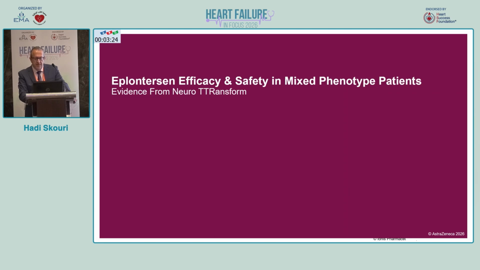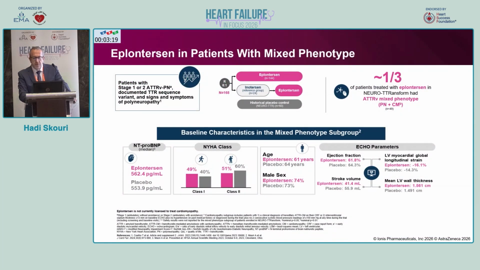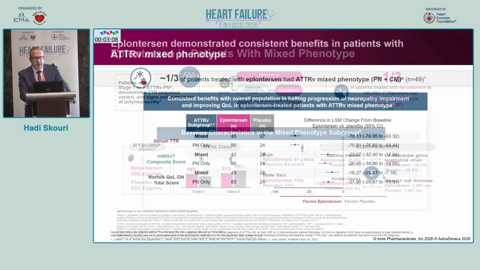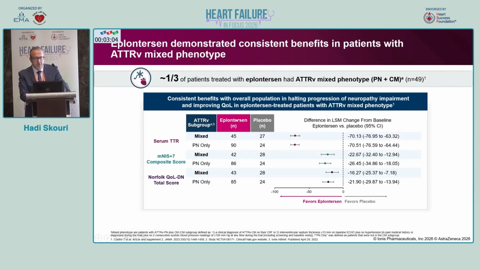Just another sub-study of this trial about the mixed phenotype patients. These are the one third of patients who have cardiac involvement. They have a similar NT-proBNP and NYHA classification, and basically similar echocardiography parameters, but in this population compared to placebo, the reduction in serum TTR and the improvement in the scores, whether in the neuropathy-only group or the mixed group, was significant, and it has impacted the outcome in these patients.